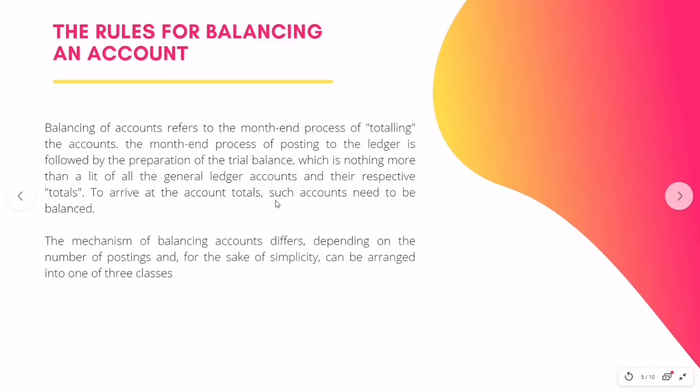The rules for balancing an account are very simple and straightforward. Balancing of accounts refers to the month-end process of totaling the accounts. The month-end process of posting to the ledger is followed by the preparation of the trial balance, which is nothing more than a list of all the general ledger accounts and their respective totals. To arrive at the account totals, such accounts need to be balanced. Here's what we are saying: the first thing that you do after you do your general ledger is that the totals of those general ledger accounts will be used to prepare your trial balance.